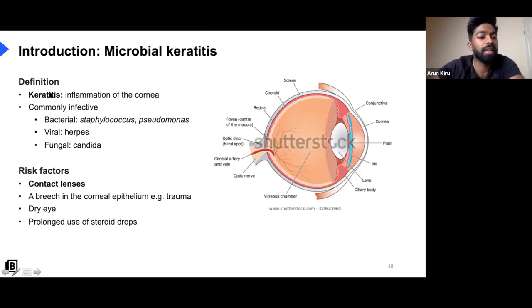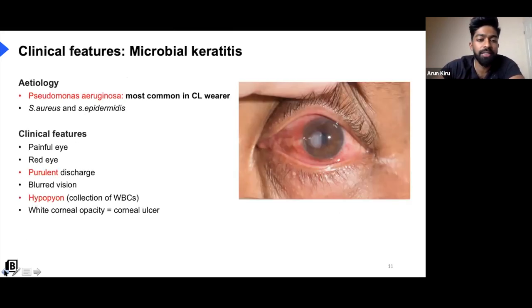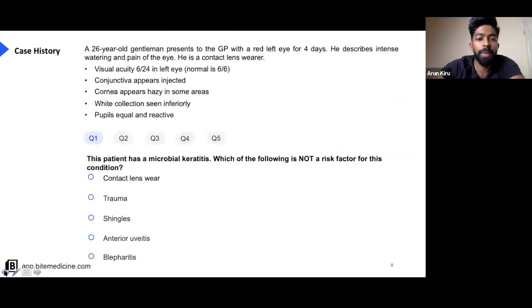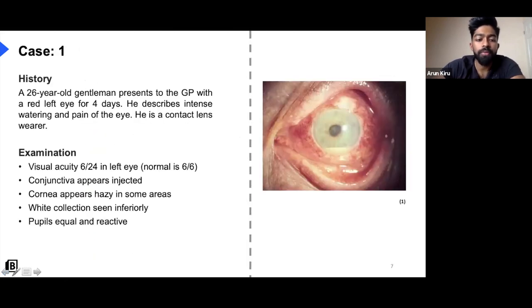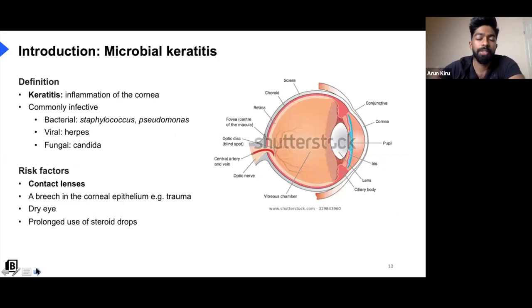So microbial keratitis, like I've said, keratitis, inflammation of the cornea. Most of this I've covered. Commonly infective, we've got bacteria such as staph and pseudomonas, viral such as herpes, and fungal such as candida. The risk factors, which was our question: contact lens is the big one. Remember, in this particular case, we had contact lens wear mentioned over here. Imagine putting a contact lens on every day for 12 hours. It's a big risk factor. A breach in the corneal epithelium, which is our trauma.